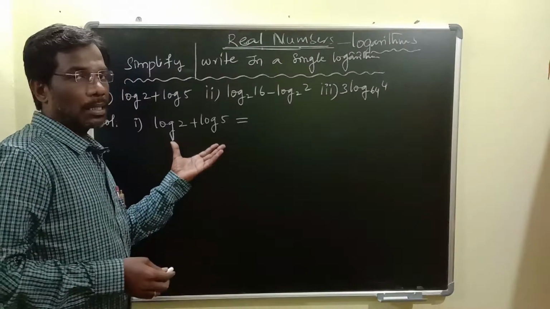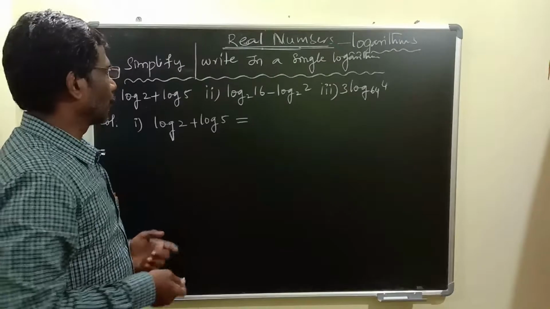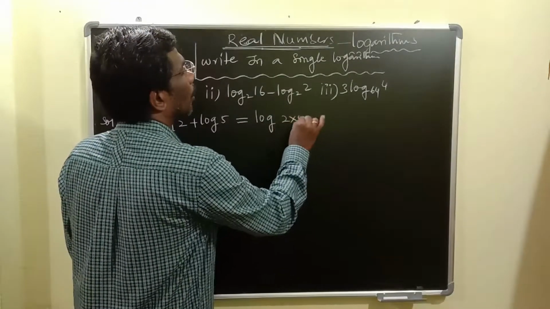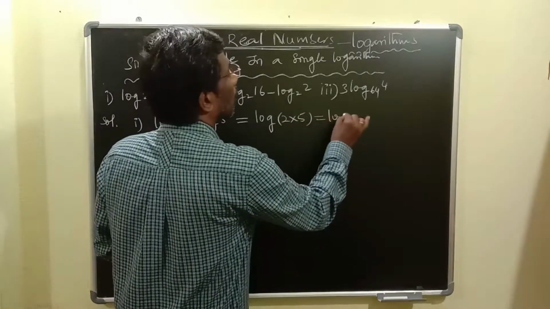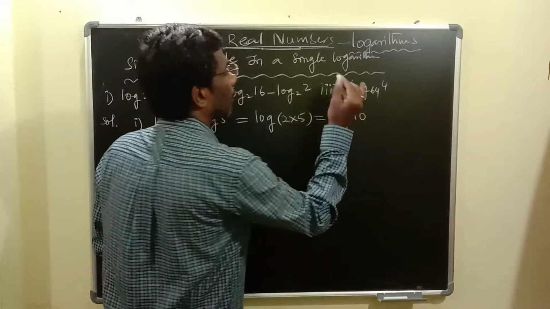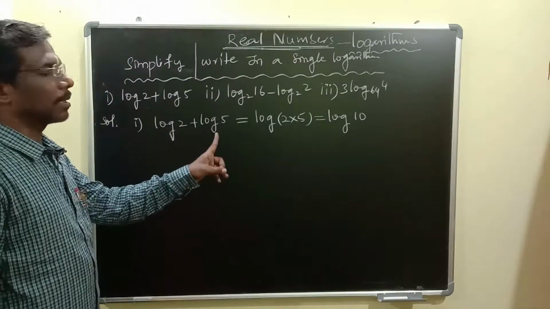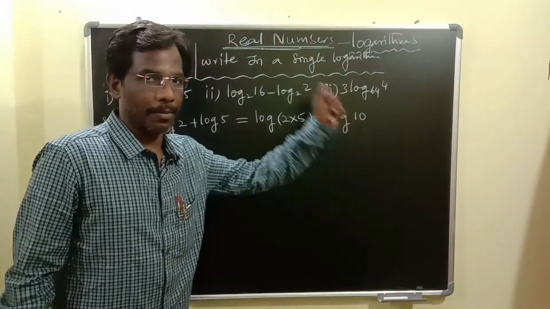This is in the form of the first law, in reverse. So we can now write it as log 2 times 5, which equals log 10. The simplified form of log 2 plus log 5 is what? Log 10.